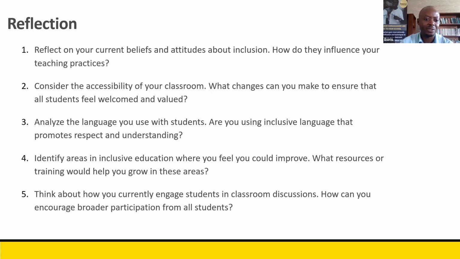Consider the accessibility of your classroom. What changes can you make to ensure that all students feel warm and welcome? Analyze the language you use with students. Are you using inclusive language that promotes respect and understanding? Identify areas in inclusive education where you feel you could improve. What resources or training would help you grow in these areas? And then think about how you currently engage students in classroom discussions. How can you encourage broader participation from all your students?